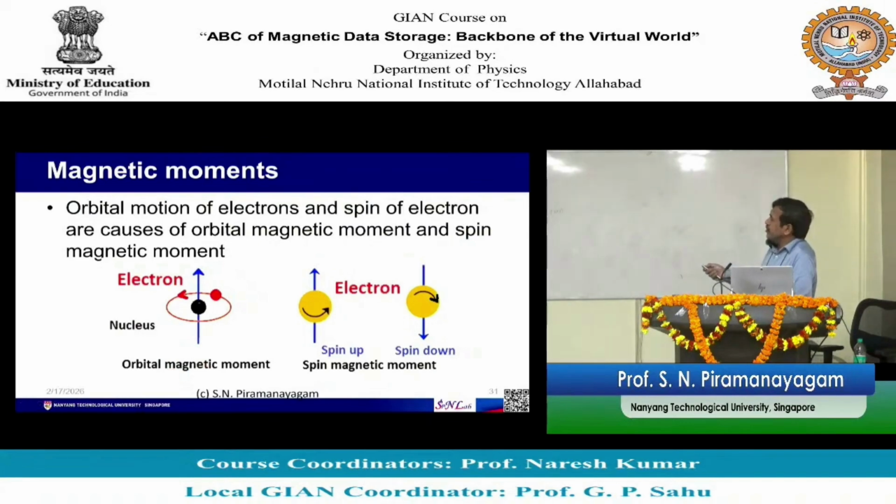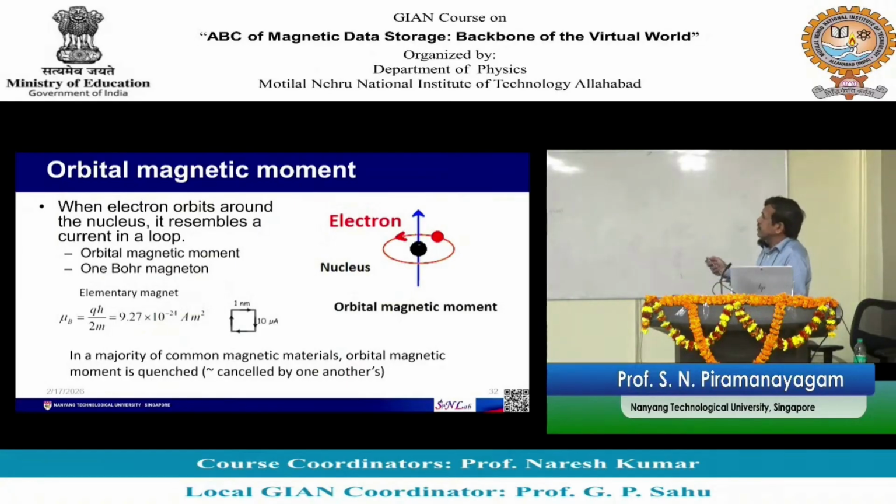Okay. In addition, the electrons also have a spin magnetic moment, which you would have learnt in quantum mechanics. For the time being, let us start with the assumption that either of these two may be able to contribute to the magnetic properties of the material.